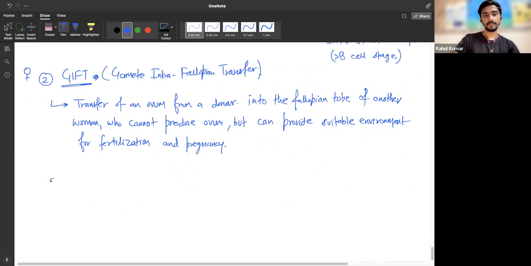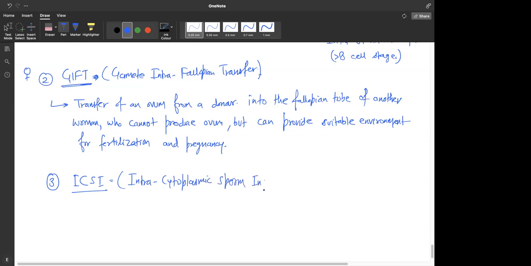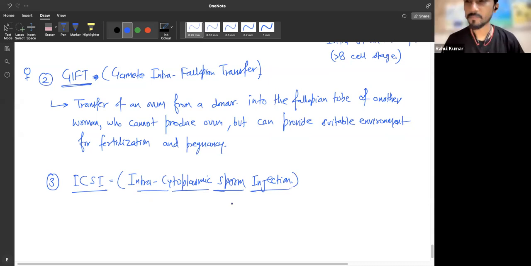Then there is another thing. Just like IVF, it is called ICSI. You know what this is? It's called intracytoplasmic sperm injection. In this, the sperm is injected inside the ovum. There are two cases. First, inside the fallopian tube itself, and second, they take the ovum and do it in the laboratory. It's mostly done in the laboratory because it's very complicated to do it right inside the fallopian tube.